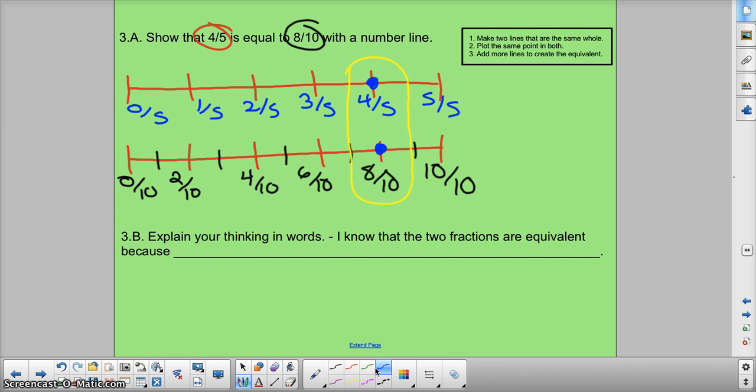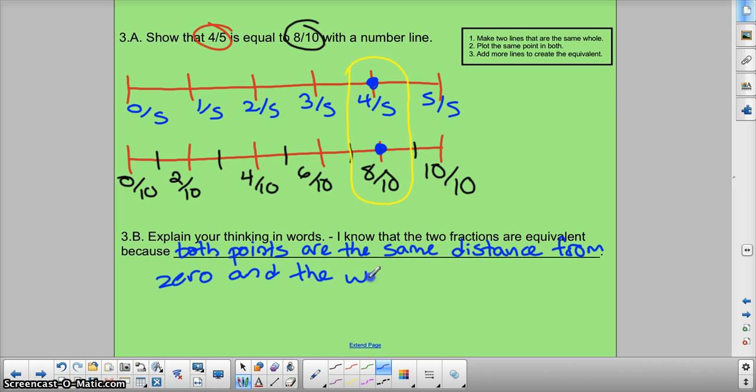All right, I know that the two fractions are equivalent because both points are the same distance from 0 and the whole. As in, they both have the same amount of distance from here to the point, from here to the point. They also have the same distance from the point to the whole, point to the whole. They're in the same spot. Okay? Check that, rewind if you need to.